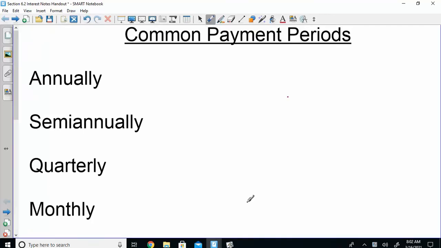Before we really get into solving these problems, I just want to make sure that when I talk about some of these different payment periods, everyone knows what I'm referring to. So if I say you're earning interest annually, what does annually mean?